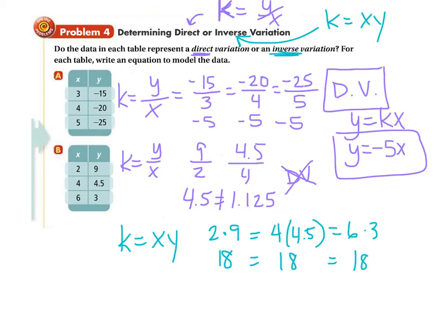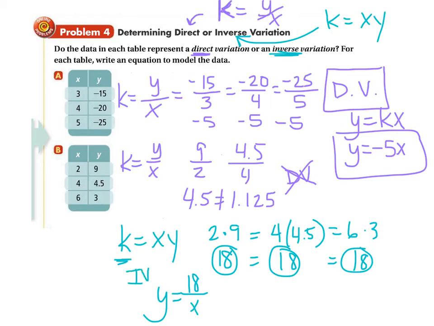Now, again, there is no going back and trying to figure. You already know your constant of variation. It was the constant product you found. So y equals k over x, or y equals 18 over x. So it was an inverse variation, and there's my equation.